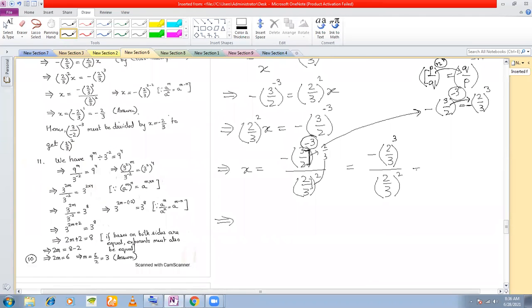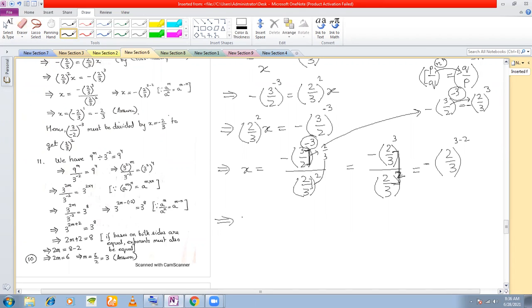Okay. So this is minus. Now see, the bases are same. This base is 2 by 3 and this base is also 2 by 3. So that means here I can write this as minus 2 by 3. This minus sign will remain here as it is. And since these two bases are same, I can subtract the powers. A to the power of m by a to the power of n is equal to a to the power of m minus n.